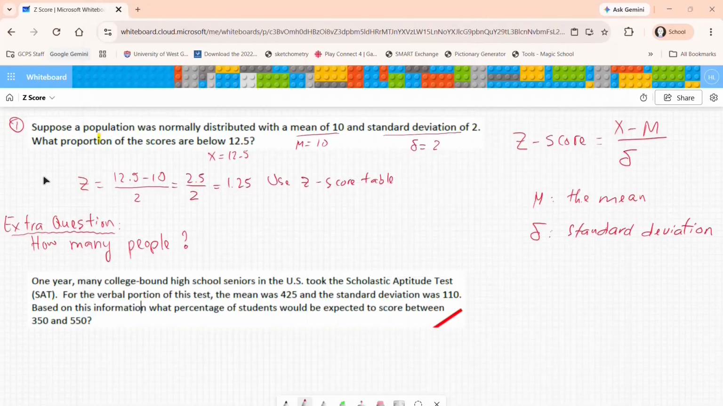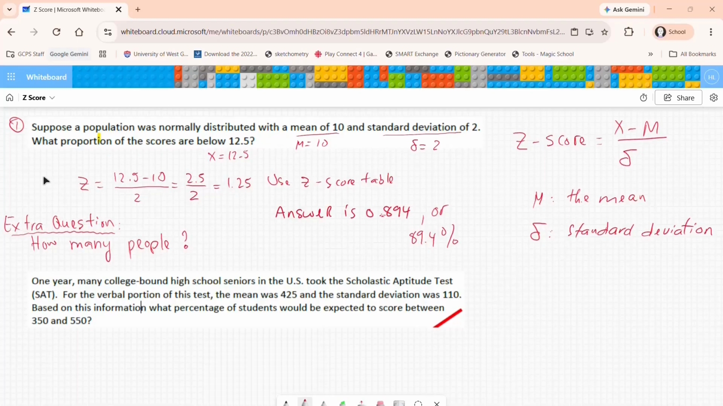Then I'm going to write down the answer, the probability or the percent. So the answer is 0.894. So that is the proportion. If you want to write it as a percent, you can write that as 89.4%. So it depends on the question.